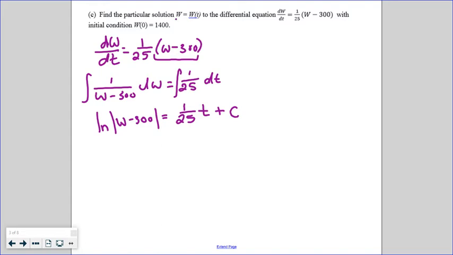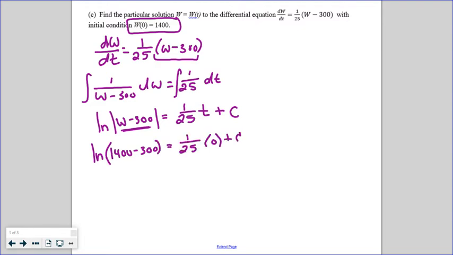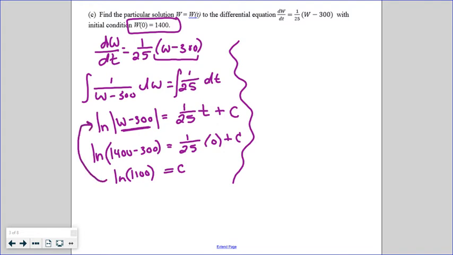And then they do give us an initial condition. At time equals 0, we got a W value of 1400. And again, that gives us a positive. So I know that if it's 1400, I don't need my absolute value symbols anymore here. Plug in 0 for time. We see that our constant is going to be the natural log of 1100. And then putting that back into my equation here. So I'm going to take this, I'm going to plug it back in here and solve for W.